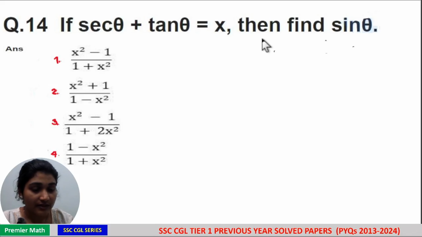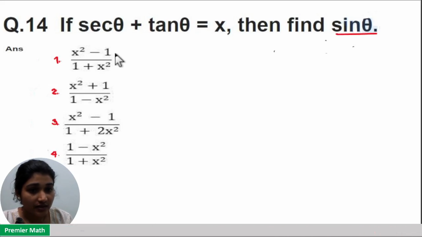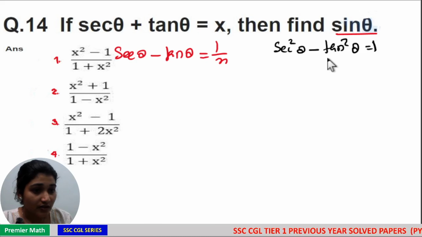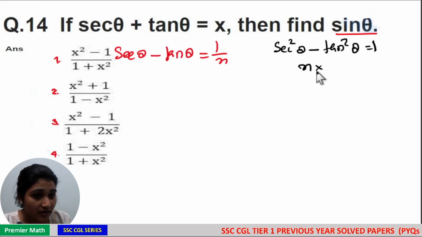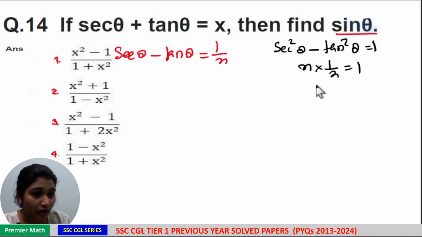If sec theta plus tan theta is x, then find sin theta. Here, sec theta plus tan theta is equal to x means sec theta minus tan theta should be inverse of x, that is 1 by x, because we already know sec square theta minus tan square theta is 1. Sec square theta minus tan square theta means sec theta plus tan theta into sec theta minus tan theta. That is a plus b into a minus b is equal to a square minus b square. Here x into 1 by x is equal to 1. So the second term should be 1 by x here.